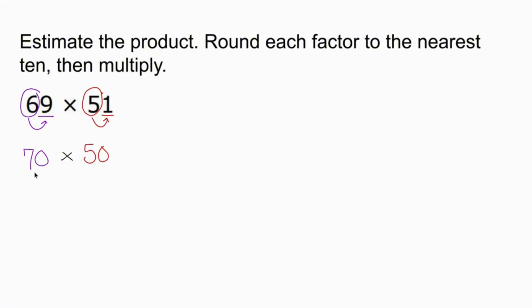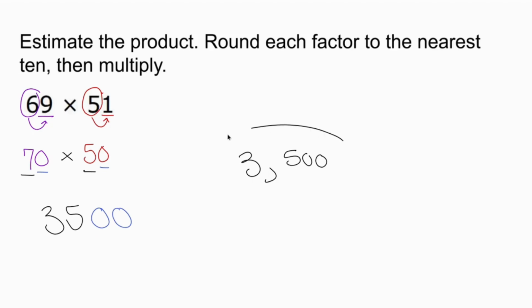Now, whenever you're multiplying numbers that are multiples of a power of 10, in other words, things that are like times 10 or times 100 or whatever, you multiply those first digits first. So 7 times 5 is 35. Then you look at your remaining zeros. I have a 0 here and a 0 here. That's 2 zeros left over. Attach 2 zeros to the end of your 35. And so you end up with 3,500. So the estimate of 69 times 51 is about 3,500.